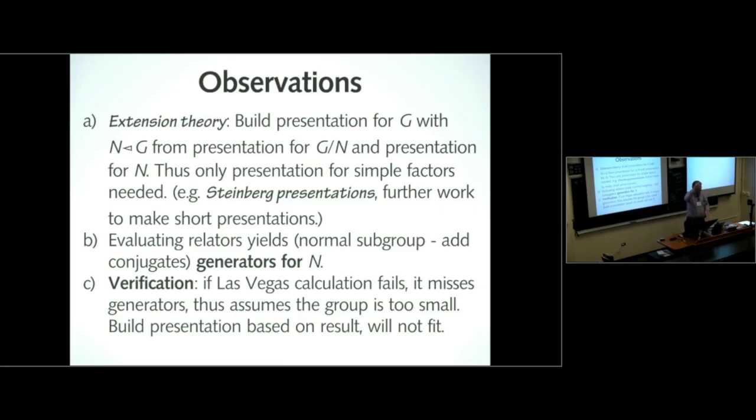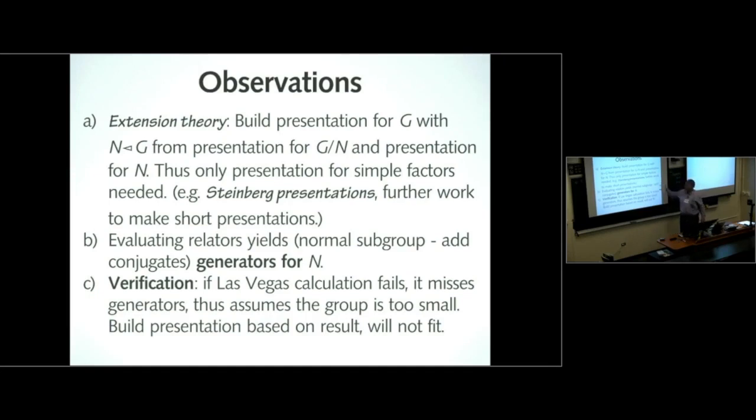If the algorithm thinks the group is too small, it builds a suit which is too small and the group will not fit it. So, by building a presentation and evaluating relators for that presentation in the original group, we can see whether something went wrong because some relators will then evaluate not to the identity. And that's the verification which we can use to make the Monte Carlo algorithms Las Vegas algorithms. Okay, so that's what we use presentations for.